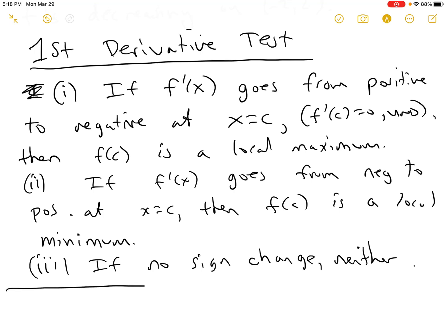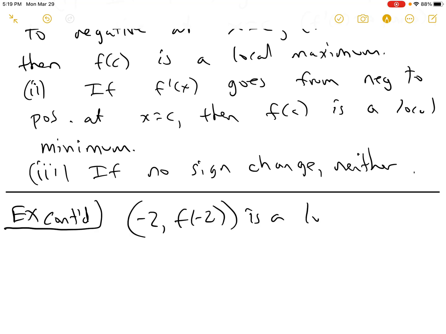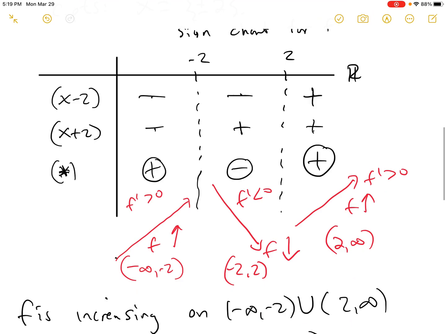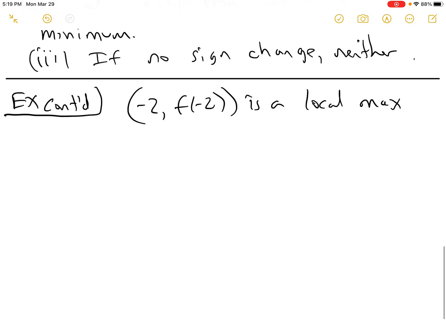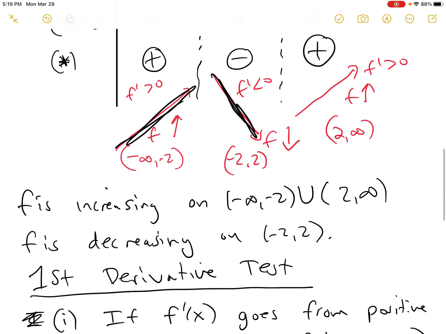Okay, so let's do some more examples here and then some guided practice. So, well, let's just continue the last example. So minus 2, f of minus 2 is a local max, right? Because we went from increasing to decreasing. And f of 2 is a local minimum because we went from decreasing to increasing.